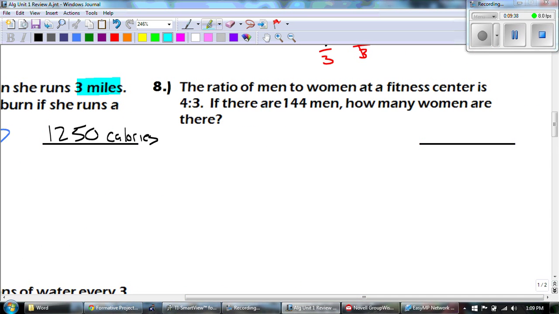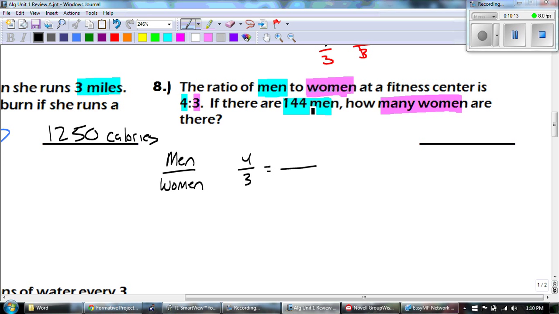All right, number 8. The ratio of men to women at a fitness center is 4 to 3. So remember that the first number is talking about the men and the second number is talking about the women. If there are 144 men, how many women are there? Okay, so we need to set this up as a fraction. Men to women. So 4 to 3 equals, remember they told us the men and I need to know the women.